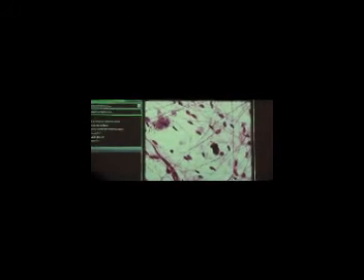Loose or dense? Loose. Regular, irregular? Irregular. The thick guys? Collagen. Thin ones? Elastin. Predominant cell type? Fibroblasts.